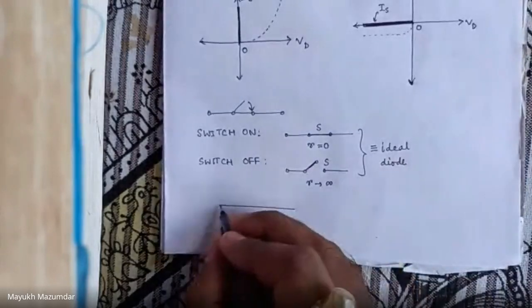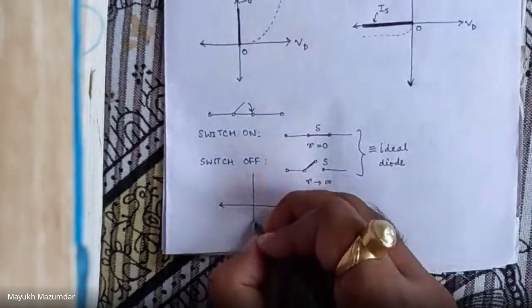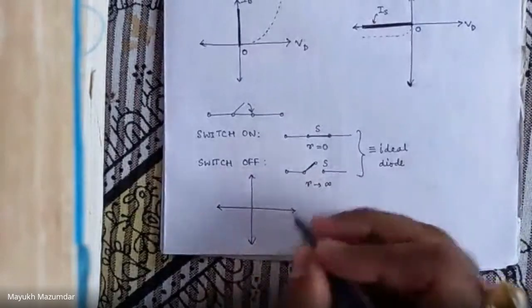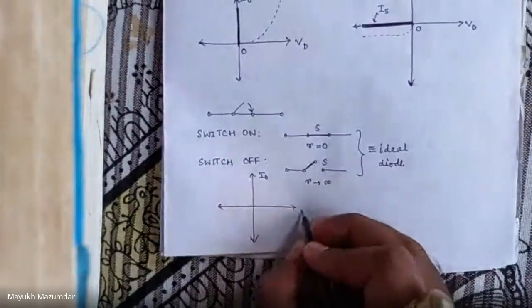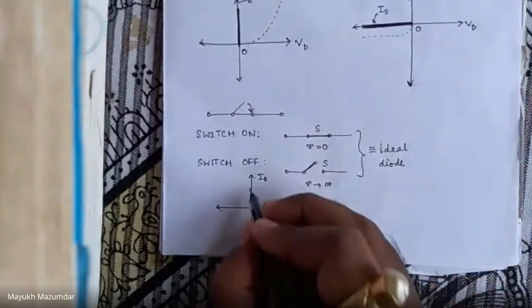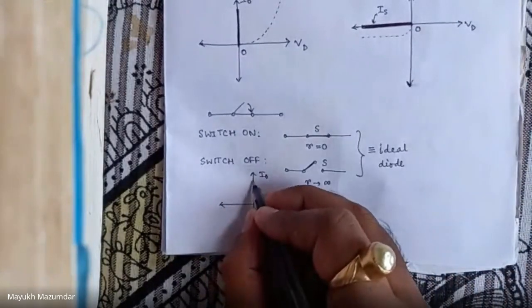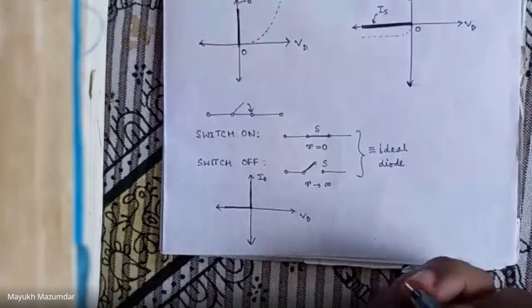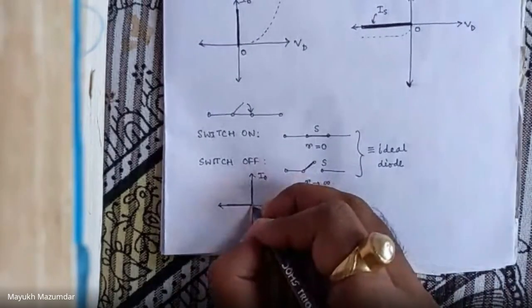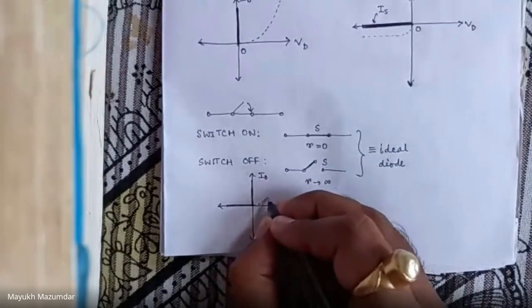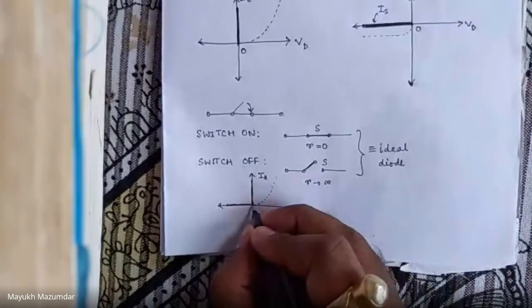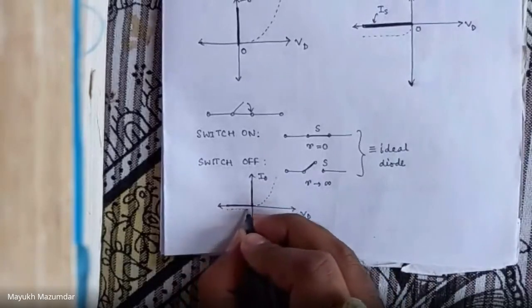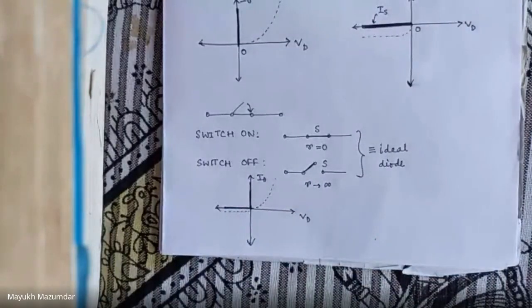And if I want to draw the total characteristics in one graph, which I told you all to do in the exam, that will give us the idea about the behavior. So the dark one is for the ideal case, the dotted one is for the practical case. So I hope everyone is clear what an ideal diode is and what a practical diode is.